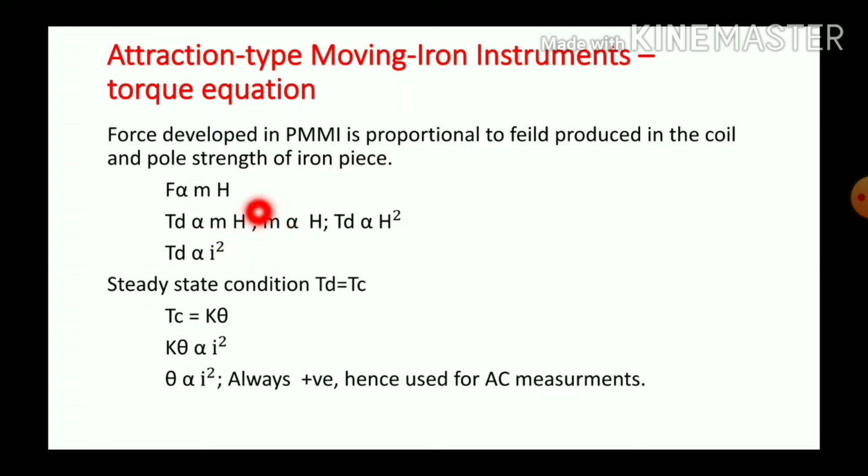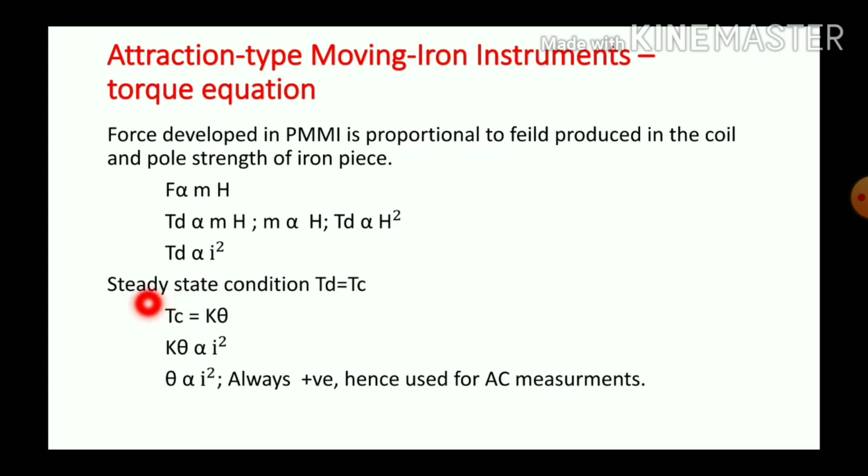The pole strength of the iron piece is due to the field produced by the coil. So, we can say the pole strength M is proportional to the field. Hence, the deflecting torque Td is proportional to H square. And we know that the field in the coil is due to the current flowing through the coil. So, the field is proportional to the current flowing through the coil, and hence the deflecting torque Td is proportional to I square.